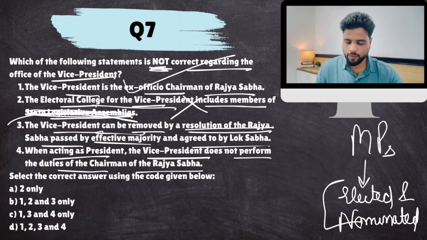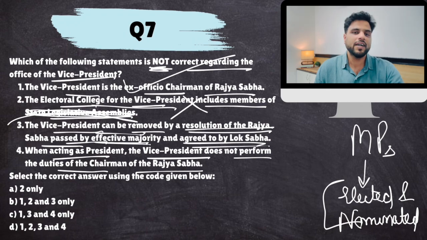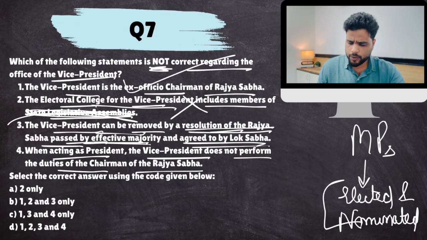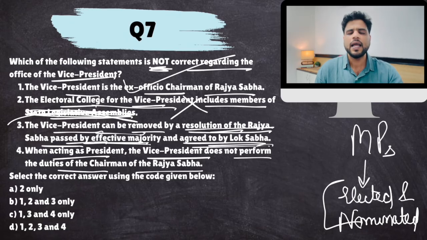Vice president can be removed by resolution of Rajya Sabha by effective majority and agreed to by Lok Sabha. Yes. The removal process for vice president is not as difficult as the president. Vice president can be removed by an effective majority by Rajya Sabha and a simple majority by Lok Sabha. The motion for removal of vice president can also be only moved in Rajya Sabha. And as far as the majorities are concerned, I have explained this to you in our previous lectures. Special majority, effective majority, absolute majority, simple majority. So it is effective majority, absolutely correct.